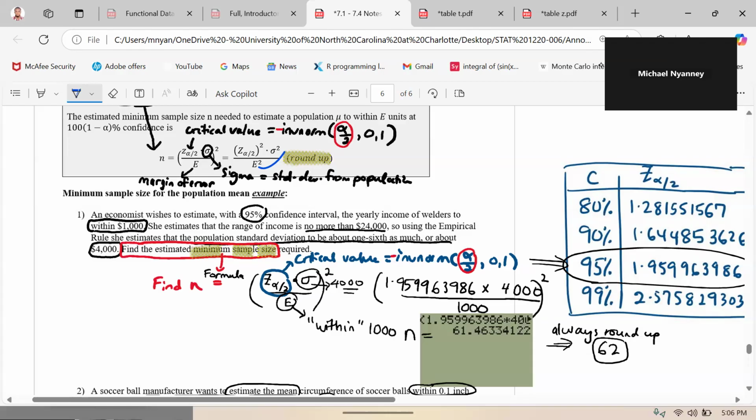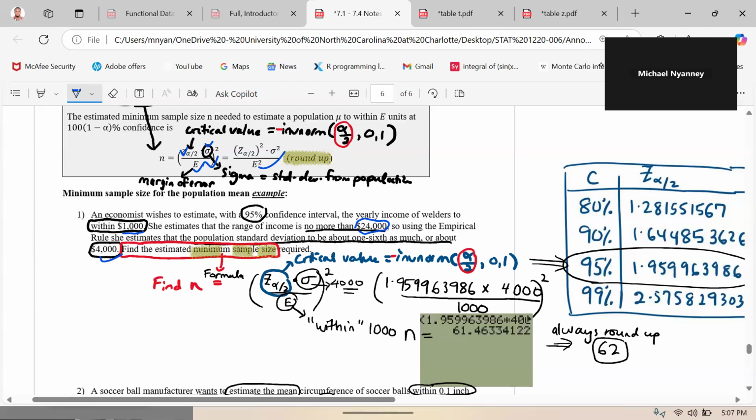So we know our Z alpha over 2. You have to get the sigma, and get your E. Then you find your n. Whereas to within, what number comes here? That is 1,000. So your E is now 1,000. She estimates that the range of income is no more than 25,000. So using the empirical rule, she estimates that the population standard deviation, the sigma, is about 1/6 of the range. So you multiply 1/6 times the value here, or they've calculated it to be 4,000 for you. So your sigma is also given.